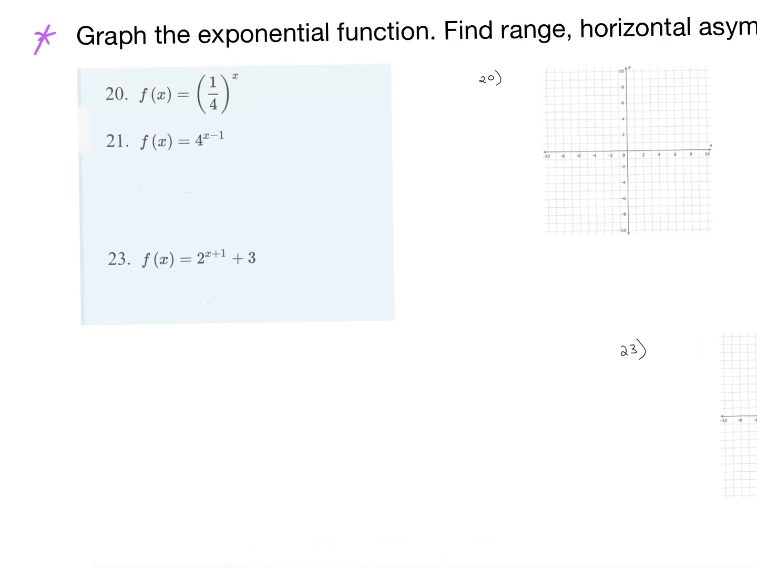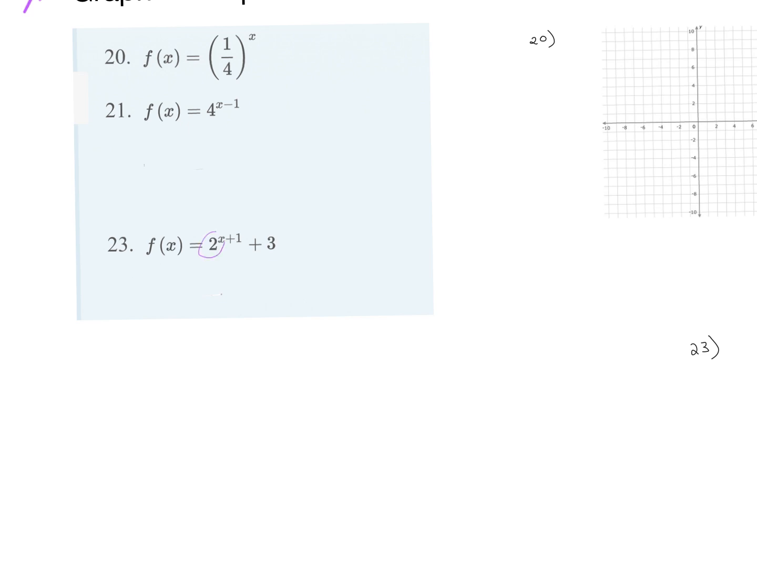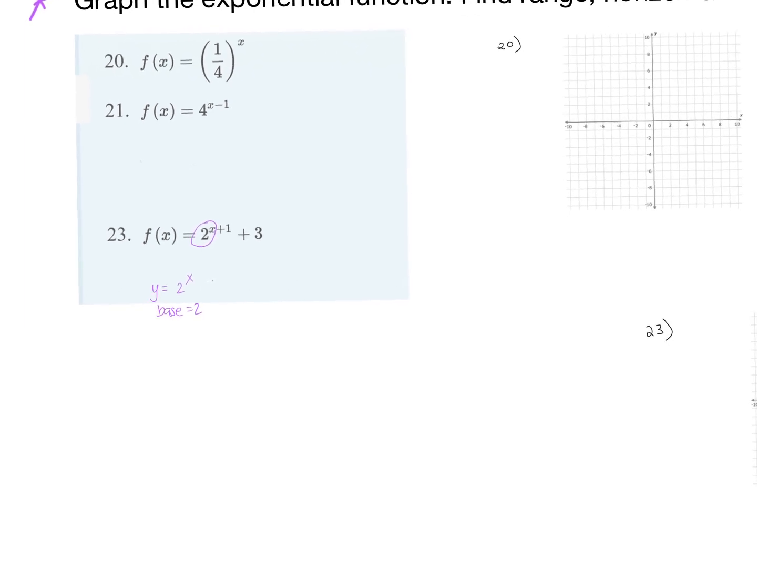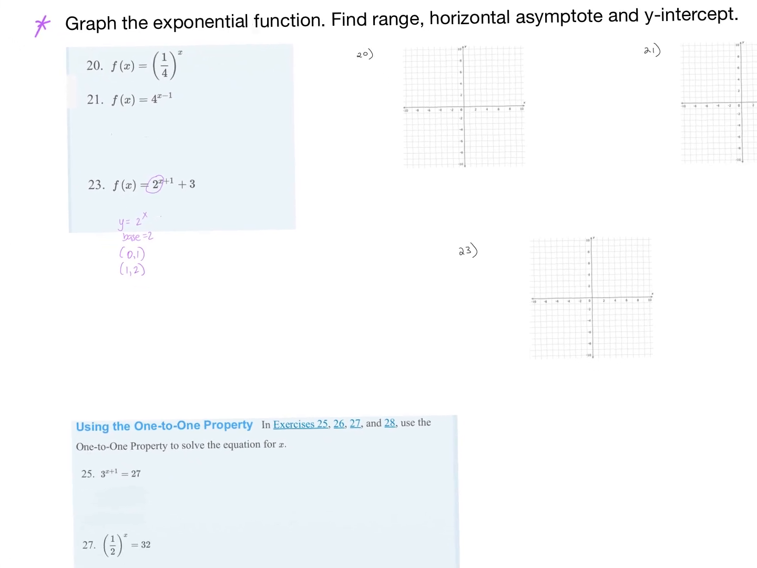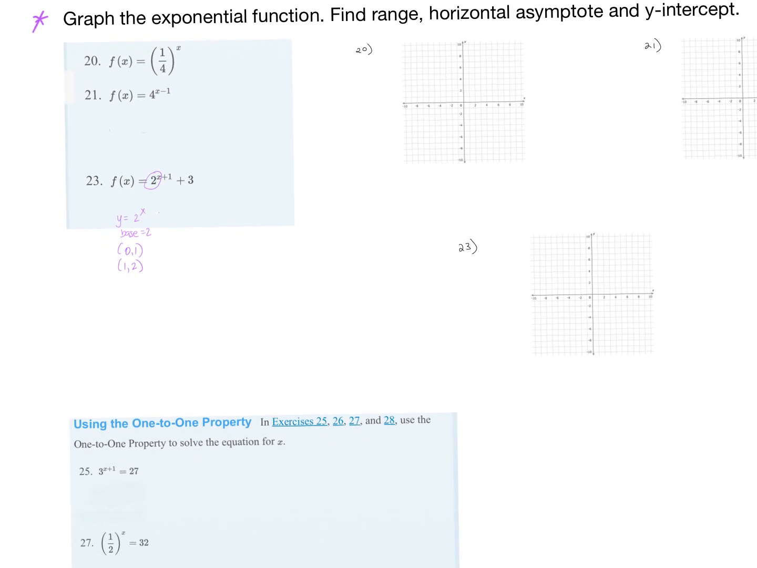So for all of these, what you're going to want to do is graph the basic exponential graph that started it, the one without the shifts. So in this case, I'm going to first graph y equals 2 to the x power. I know that my base is 2, and I have two set values here: when x is 0, y is 1, and when x is 1, y is the base, or 2. We practiced that enough times to know those are pretty standard points.